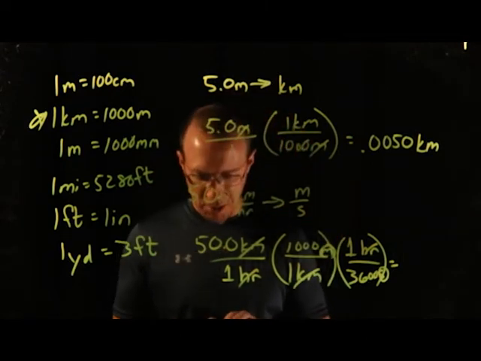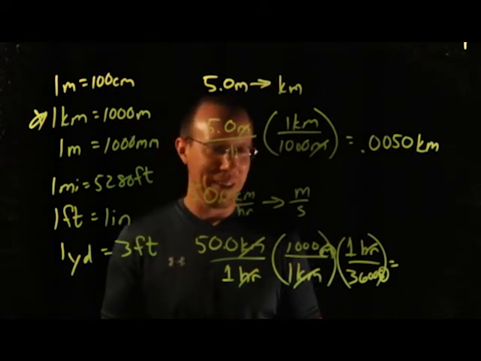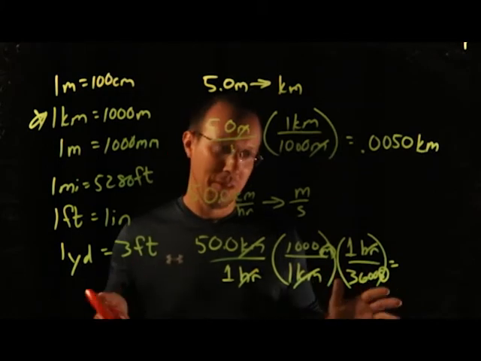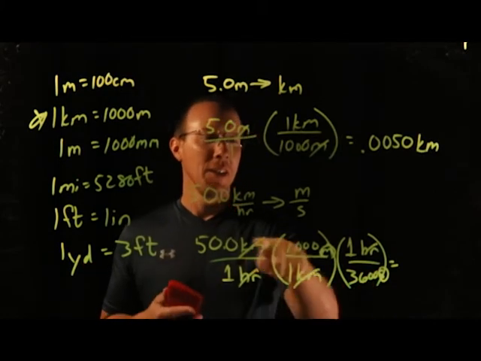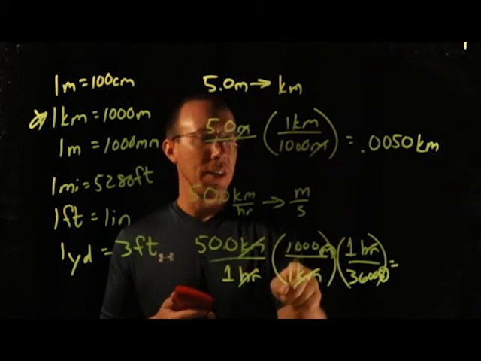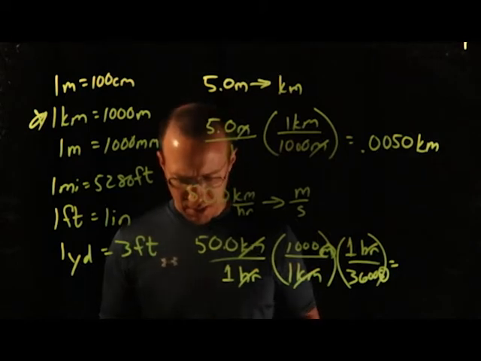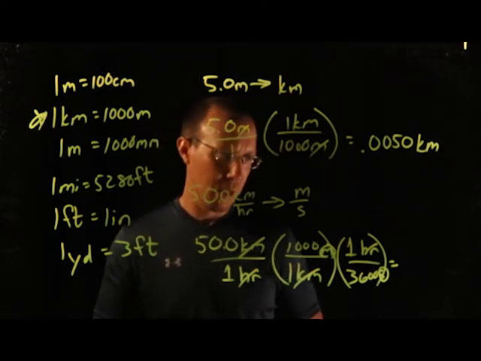So then I'm going to multiply straight across. 50 times 1,000 is 50,000. That's about right. So that would be 50,000 on top, 1 times 3,600 on the bottom. So 50,000 divided by 3,600 is 13.9.